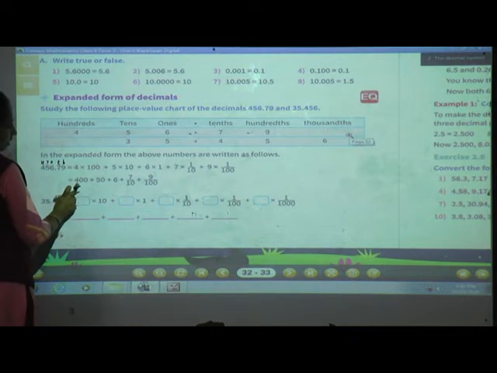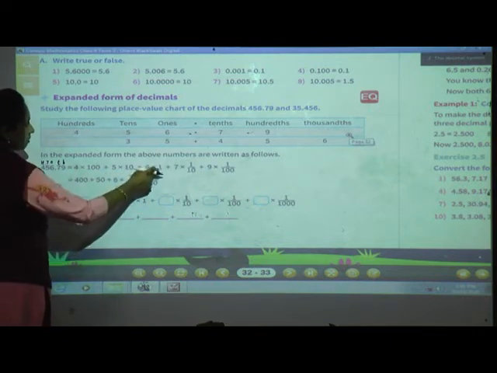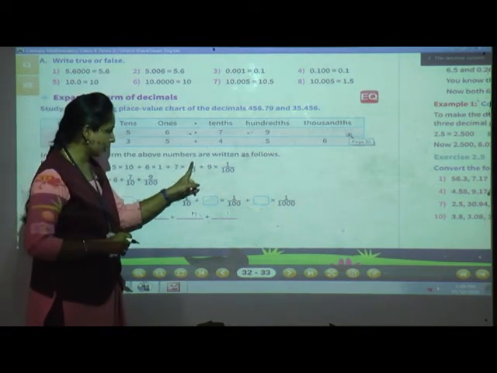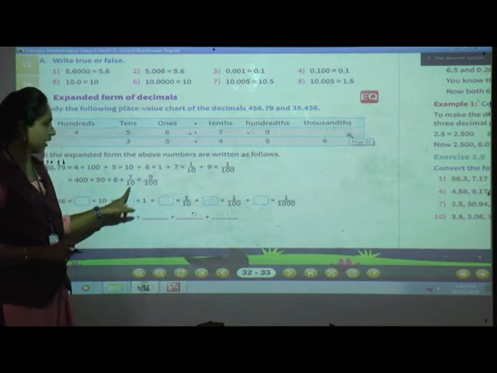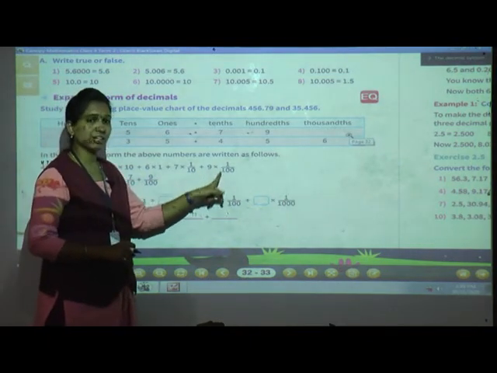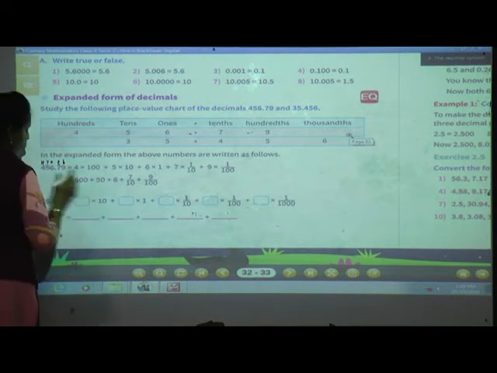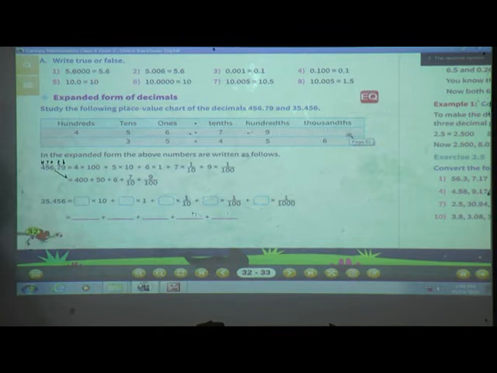4 multiplied by 100 is 400. 5 multiplied by 10 is 50. 6 multiplied by 1 is 6. Plus 7 multiplied by 1 upon 10 means 7 upon 10, plus 9 multiplied by 1 upon 100 means 9 upon 100. Clear? This is the expanded form of this number. You can write in this way also, or you can write in this way directly also.